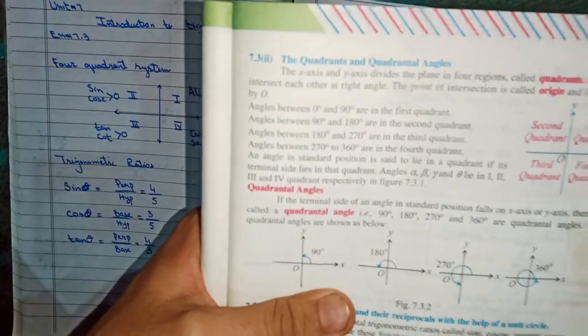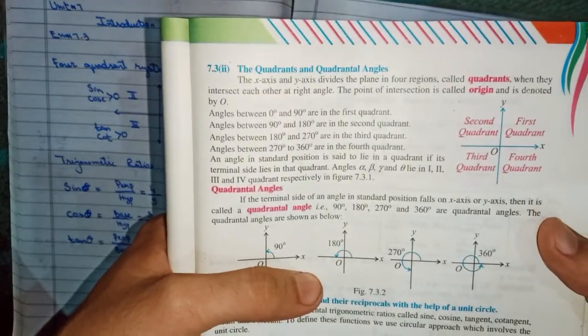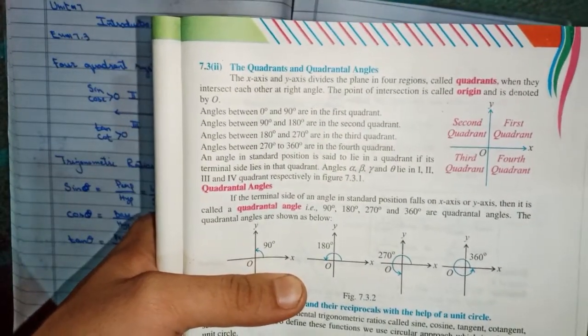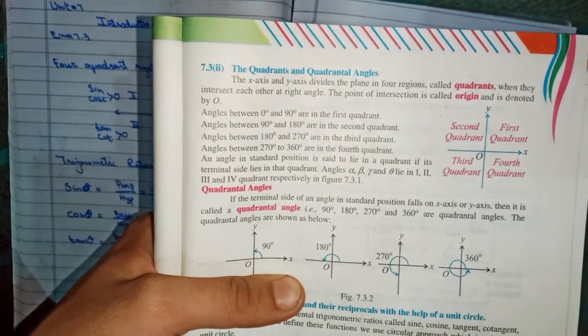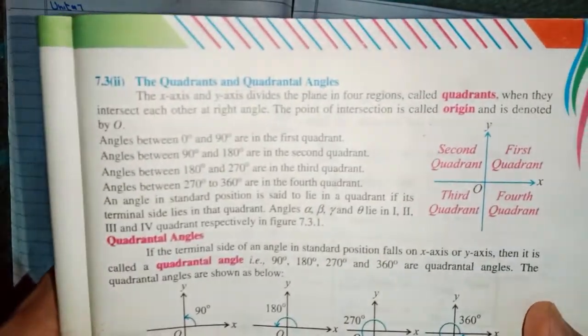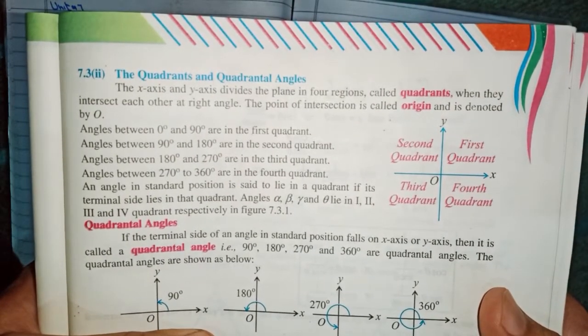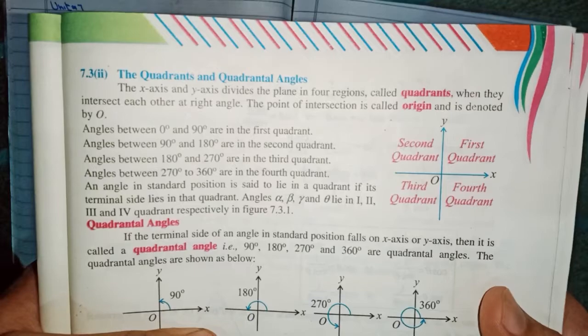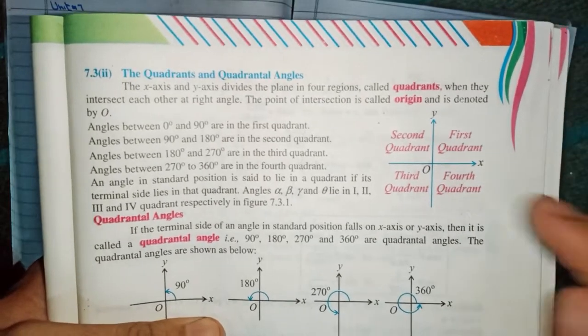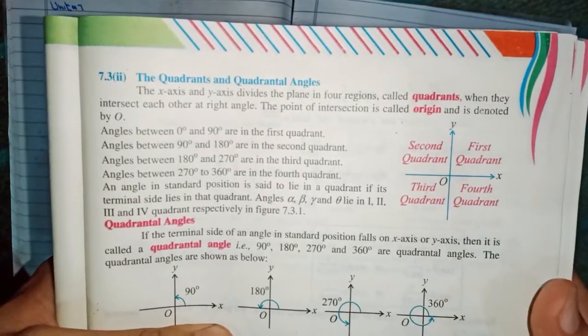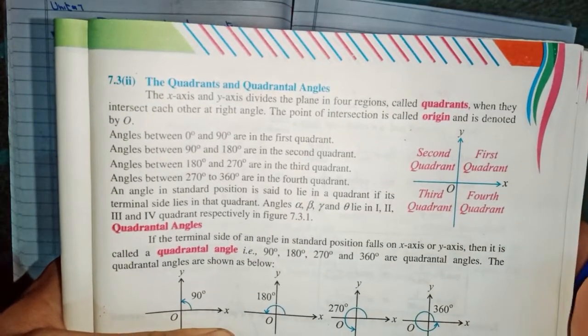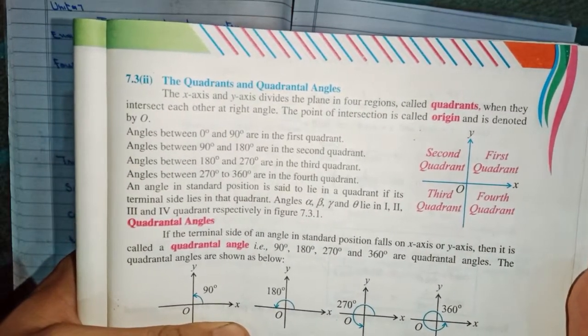The x-axis and y-axis divide the plane into 4 regions. As you know, x-axis and y-axis divide a plane into 4 regions called quadrants. When they intersect each other at right angle, the point of intersection is called origin and is denoted by O. You are already familiar with it.